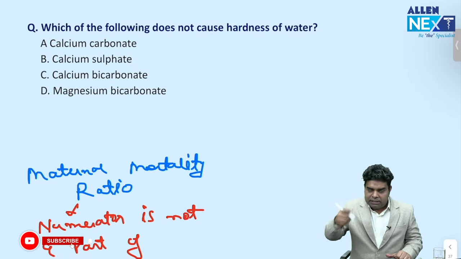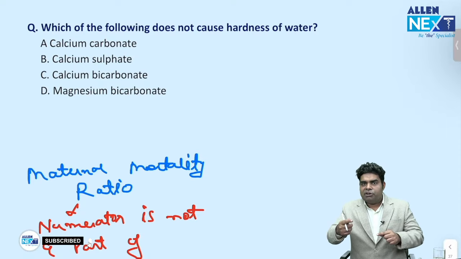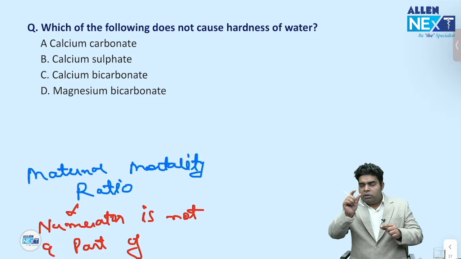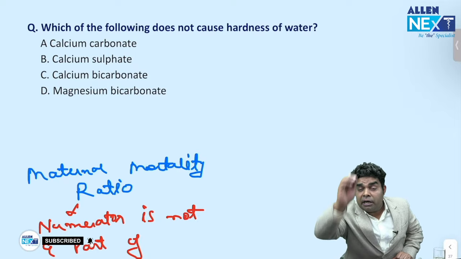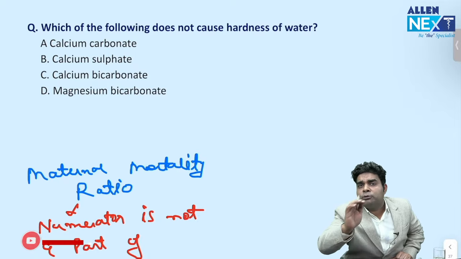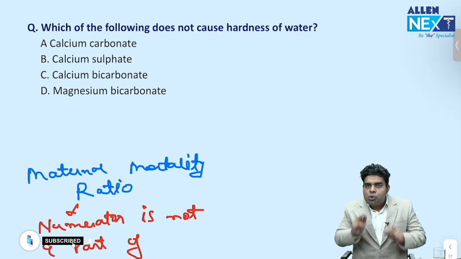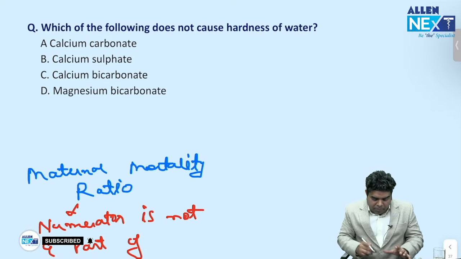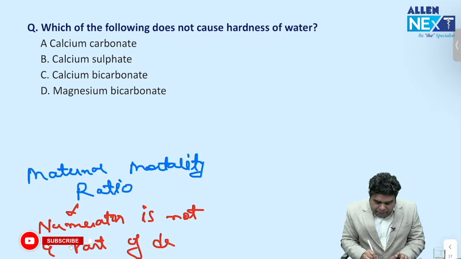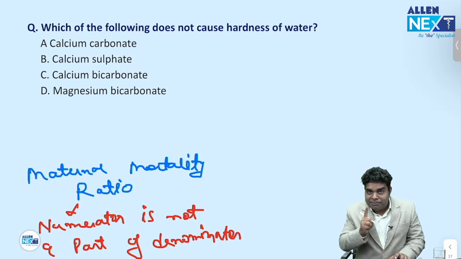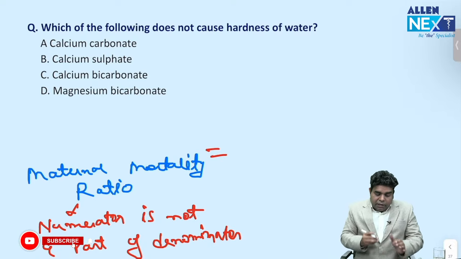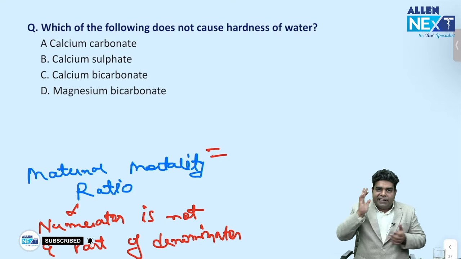Even if you know the definition, even if you know the difference between ratio and rate, they are asking MMR definition in 3 exams already in last 6 years. So this definition should be in your mind. Numerator is not a part of denominator. And we think we know, but we do silly mistake here. So focus. Numerator is not a part, then it is a ratio.